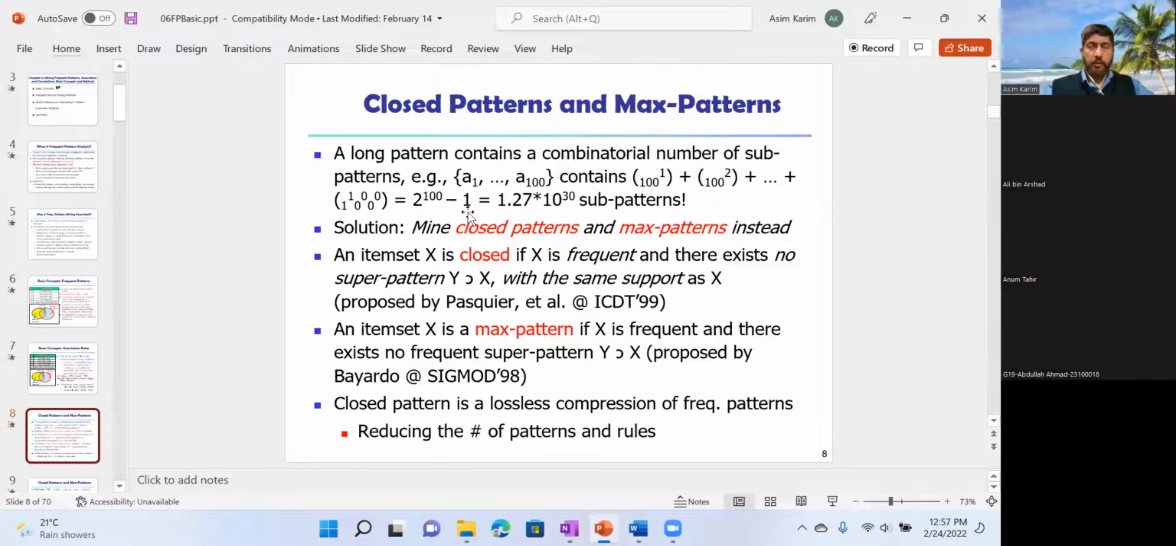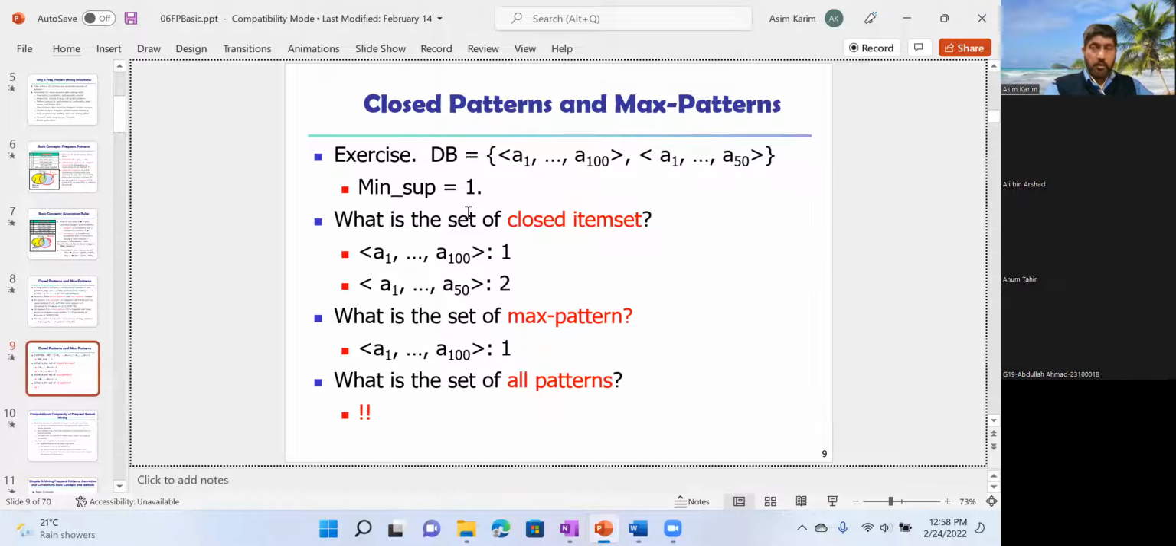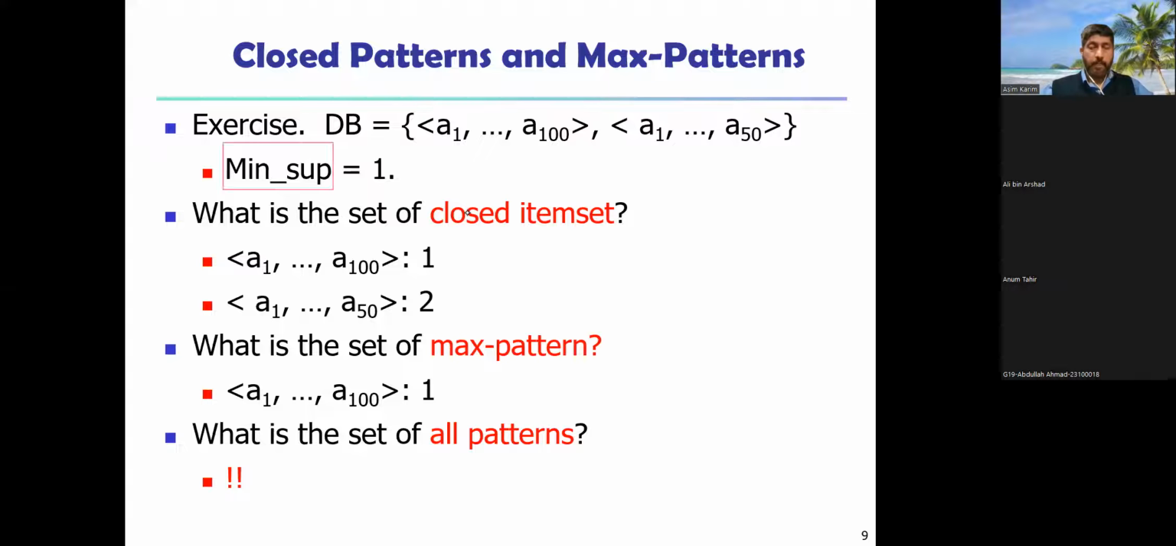So closed patterns and max patterns are shown in the start of these slides. So there is another example here that you can look into. I think it's on this slide. So let's say you have a very small transactional database with just two transactions. The first transaction has items I1 to I100. In other words, item set of length 100. The second transaction has the same item set, 1 to 50. So just two transactions, one has 100 items, the other has 50 items. And let's say minimum support count is 1.